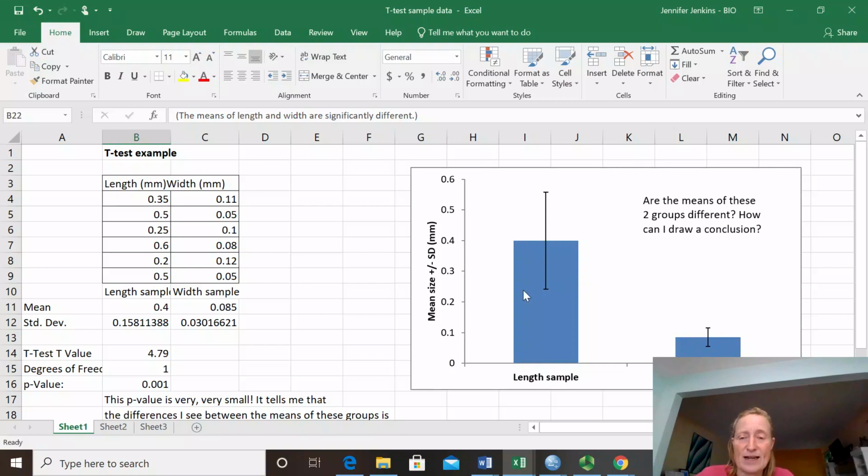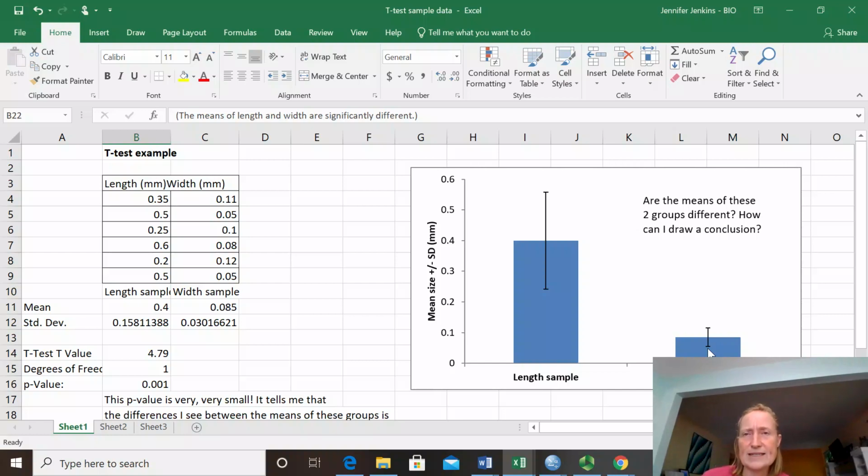Okay, so I want to find out if the means of these two groups are different, if in fact the mean cell length is bigger than the mean cell width. And I need to do a statistical test to help me draw that conclusion. The test that allows you to compare the means of two groups is called a t-test. There are different kinds of t-tests. There are independent t-tests and paired t-tests. I'm going to be using an independent t-test because I worked with different cells. 6 cells I looked at length, and 6 different cells I looked at width. So they're independent of each other, these two groups.